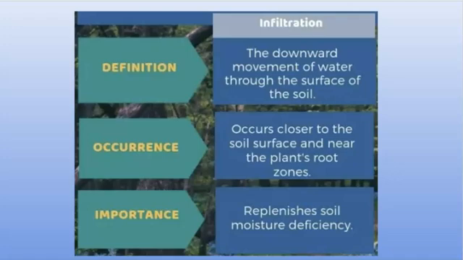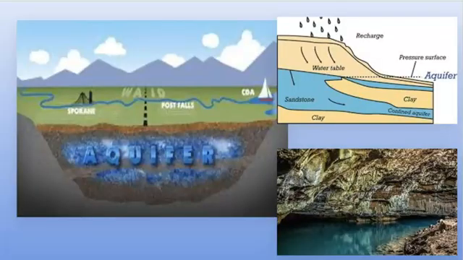Infiltration is the downward movement of water through the surface of the soil. It occurs closer to the soil surface and near the plant's roots and zones. The importance of this is that it replenishes soil moisture deficiency, which essentially just helps the soil retain the moisture that it gains. The last term we are going to talk about, like I said before, is an aquifer.